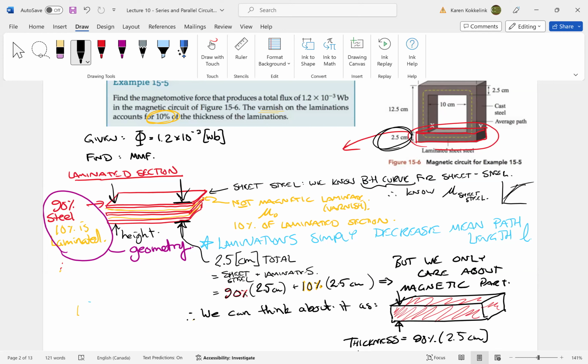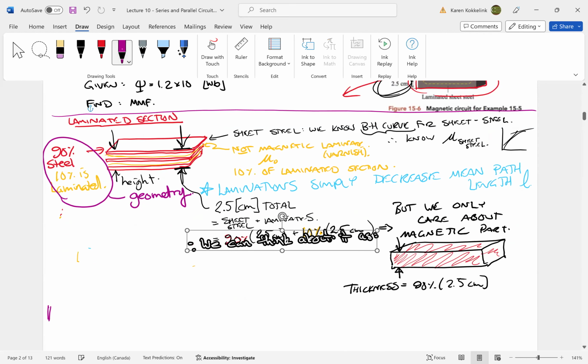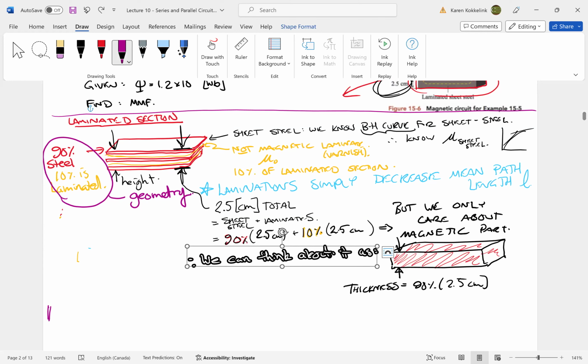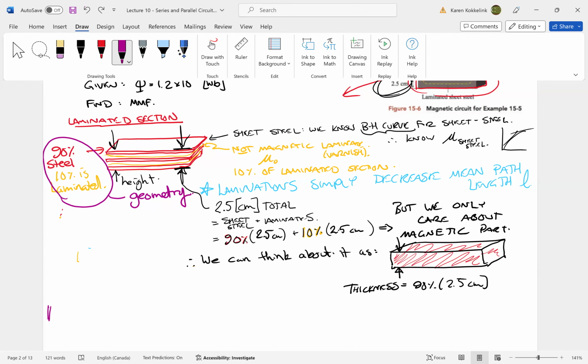All right, but this question asks us to find MMF for the whole circuit. So this is a little bit of a divergence into what laminations mean and what they do for us in this problem. So that's how we're going to handle the laminations in this problem. So let's look back to this problem. It asks us to find MMF.